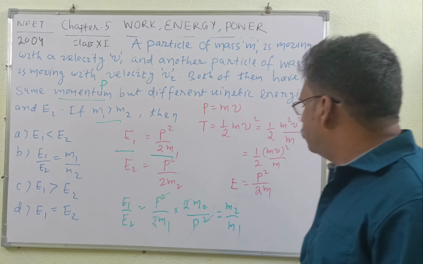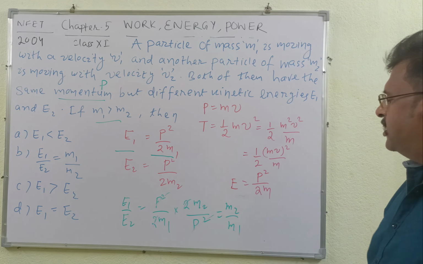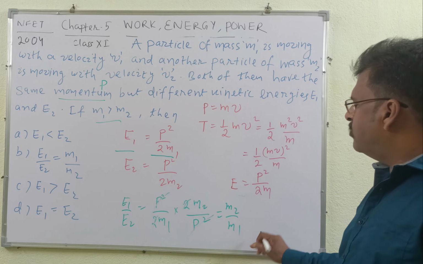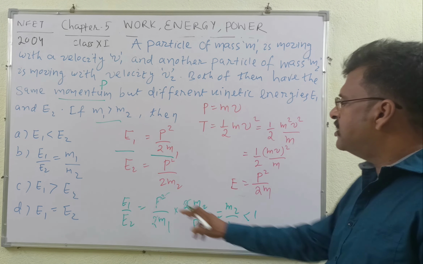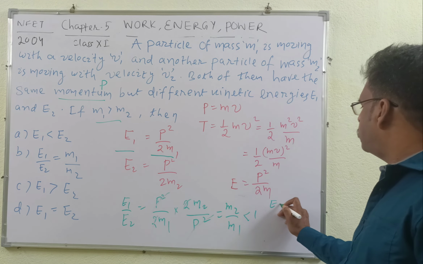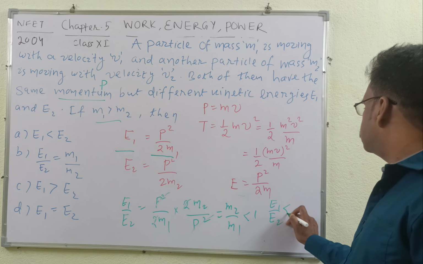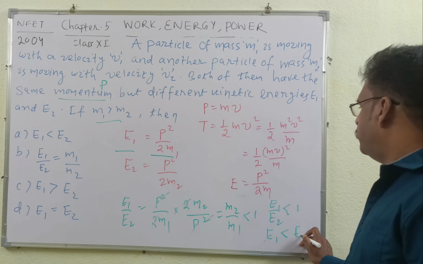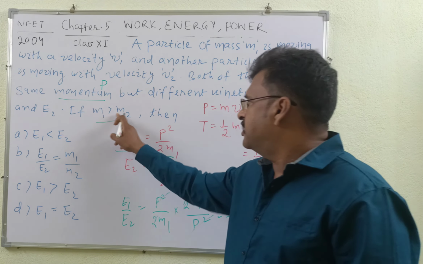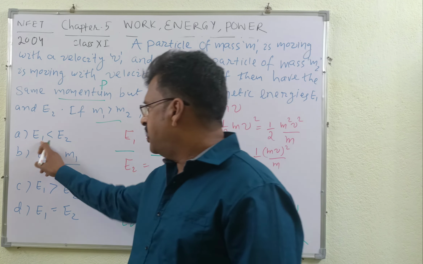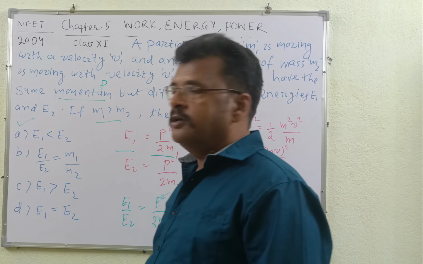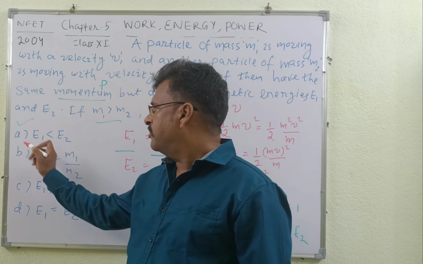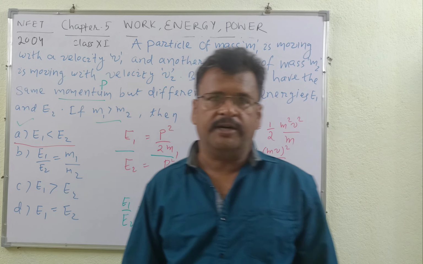And it is given that m1 is greater than m2. So students, m2 by m1 will be less than 1. So E1 by E2 will be less than 1, or E1 will be less than E2. If m1 is greater than m2, then E1 is less than E2. That is given in option A, students. So option A will be correct for this question.